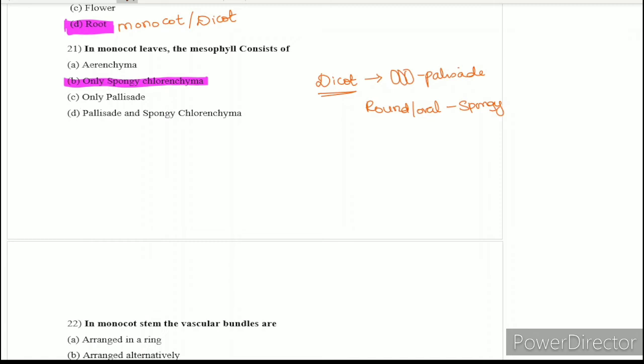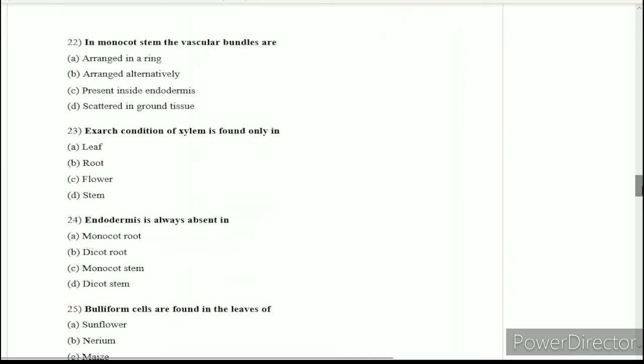Okay. The next question. In monocot stem, the vascular bundles are: Option A, arranged in rings. Option B, arranged alternatively. Option C, present inside endodermis. And option D, scattered in ground tissue. So option D, in monocot stem, the vascular bundles are scattered in the ground tissue. Option D is the correct answer.